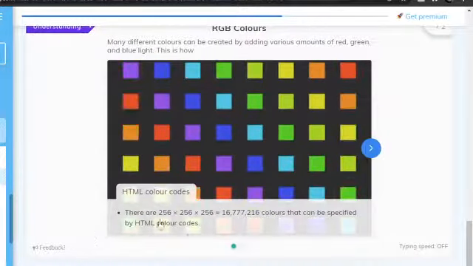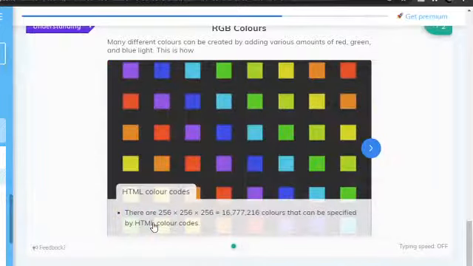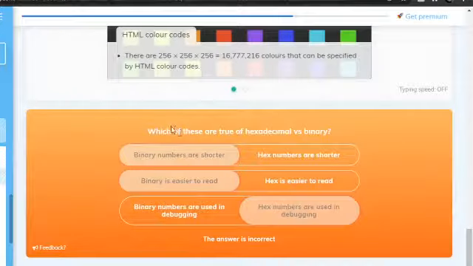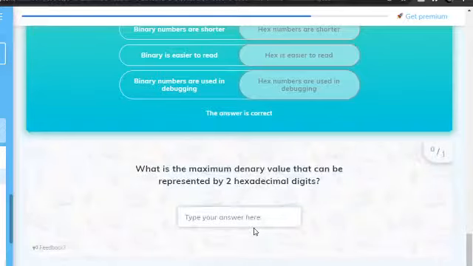So RGB colors, we've just been through this one. There are 16,777,216 colors that can be specified. That's a bit mad, you know. Which of these are true of hexadecimal versus binary? So hexes are a lot shorter, easier to read, and are used in debugging. What's the maximum denary value that can be represented by 2 hex digits? 255.